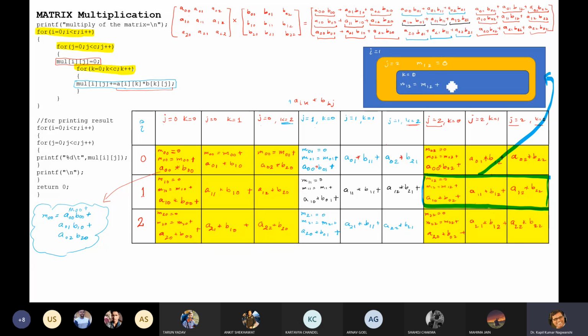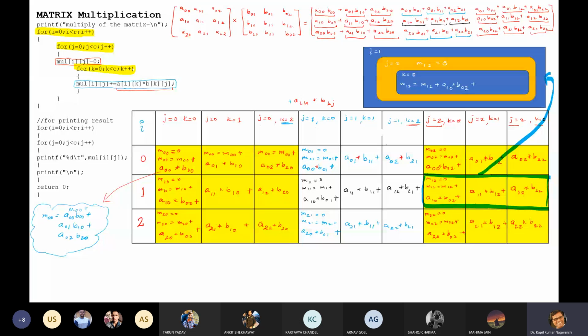So for k equals 0, what happened? A i k: i is 1, k is 0, multiplied by b k j: k is 0 and j is 2. Now the next loop will start executing, and this will become the new m12. So that's why I had not written it so many times. Here I had explained. Now k equals 1 will be coming.